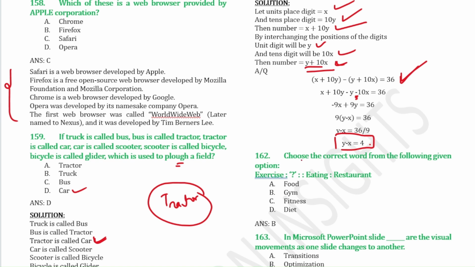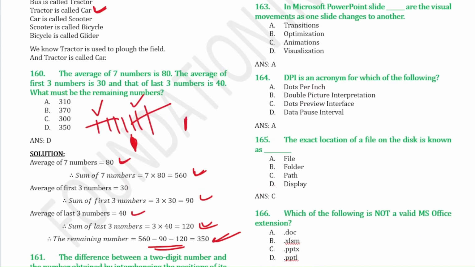Next question, choose the correct word from the following given options. So exercise, question mark, eating: we eat in a restaurant, so we do exercise in a gym, right? So option number B. Next question, in Microsoft PowerPoint slides, dash are the visual movements of one slide changing to another, so that is transition. DPI is an acronym for dots per inch. The exact location of a file on the disk is known as a path, okay? Not a folder, not a file, it's known as path.